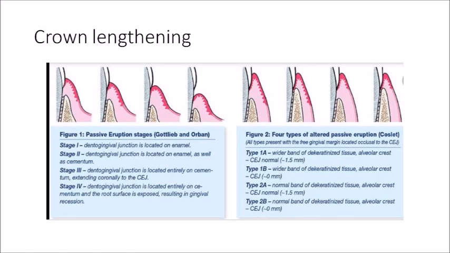The next procedure that we should know is crown lengthening. Crown lengthening is a very important mucogingival surgery in terms of perio. So first we will see what passive eruption is. There are 4 stages of passive eruption.